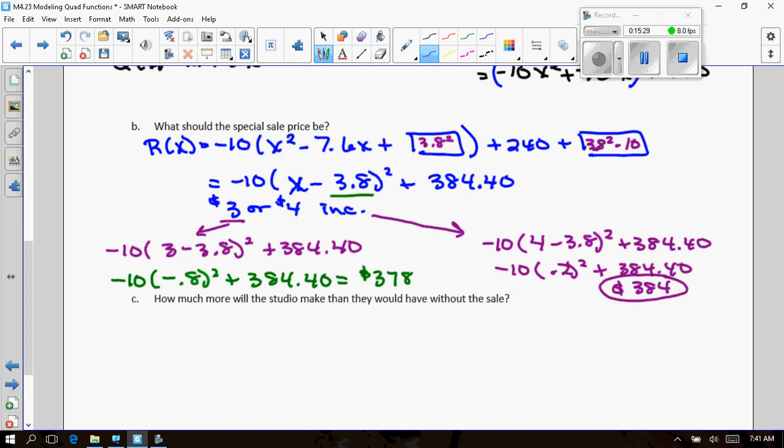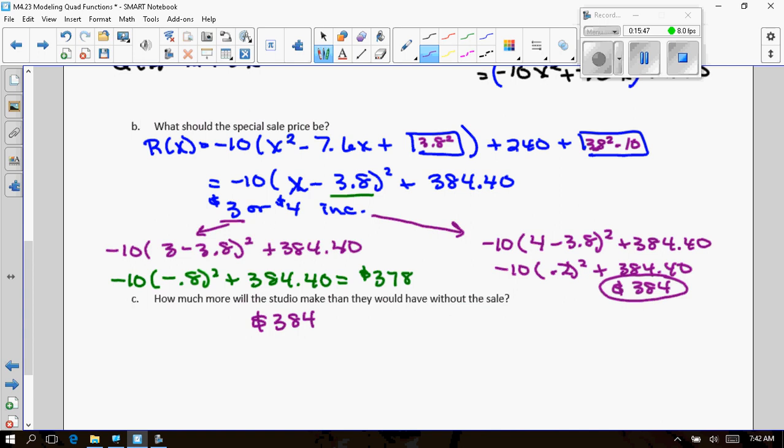So how much will they make from the sale? Well, they're going to make $384, versus if they didn't do it. So it's not like it's a huge difference for them.